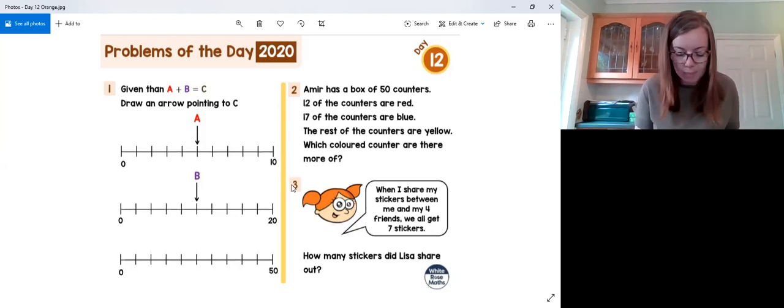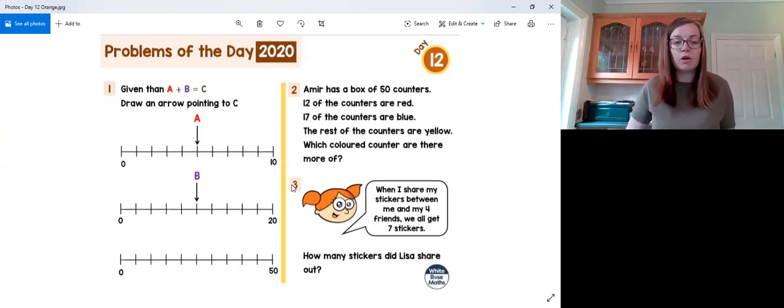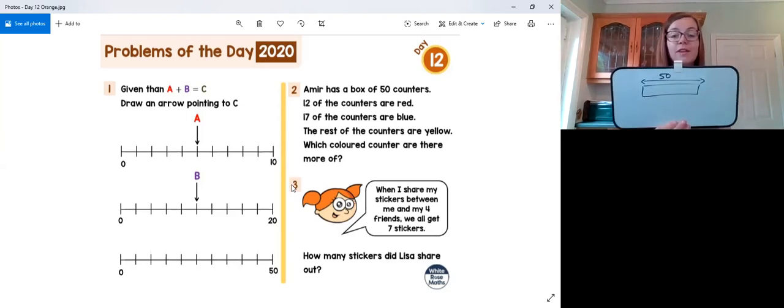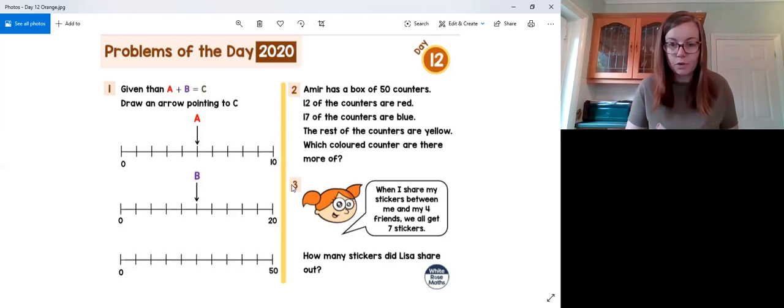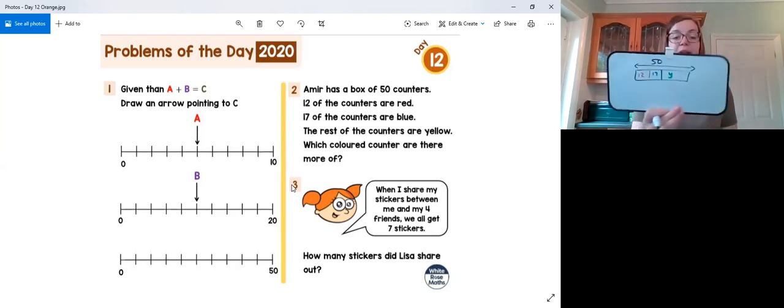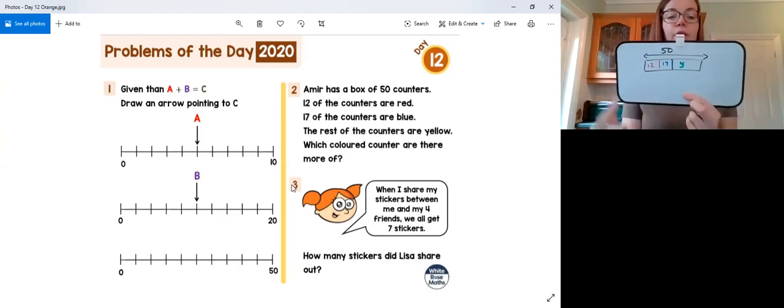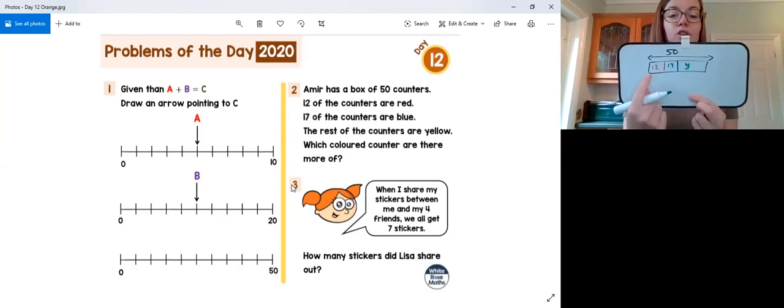So let's think about our bar models and drawing out what we know. So we know we have a box and that whole box has 50 counters in it. We know that 12 of those counters are red. We know that 17 of those counters are blue. And we know the rest are yellow. I'm going to have to use green, I don't have a yellow pen. So 50 counters, 12 red, 17 blue.